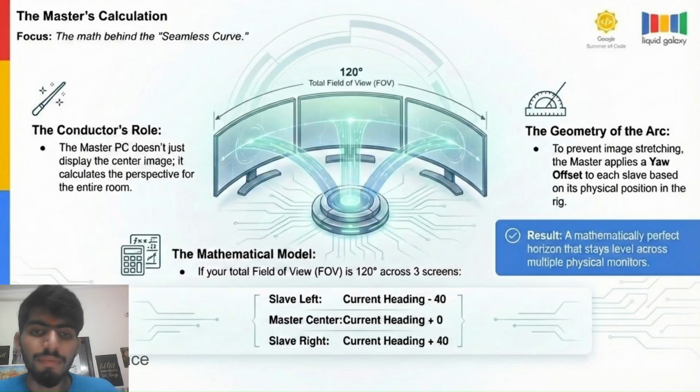Now, if we see some other calculations, basically when we are making our camera preferences, handling the pitch and the roll, if screens are tilted upward or downward, like in the cockpit style view, the master adjusts the vertical angle so that the horizon remains level across the curve. All these are calculations done by the master before broadcasting the data into the network, so that each slave can know their role.